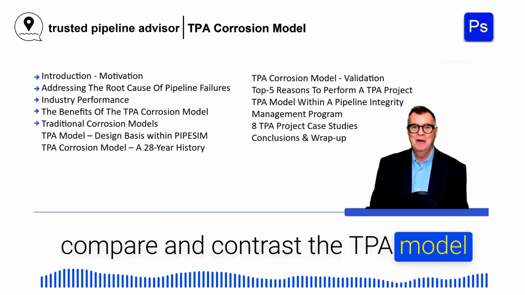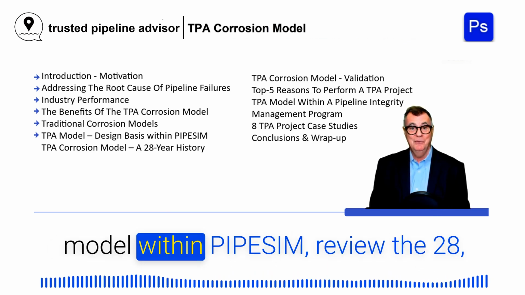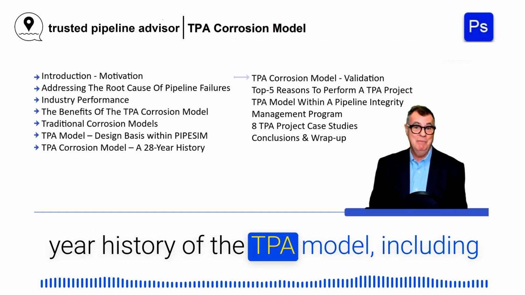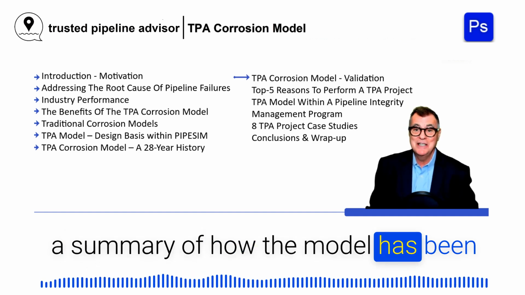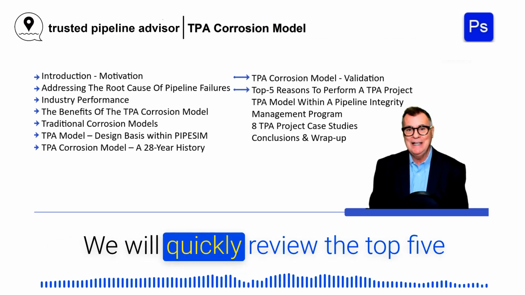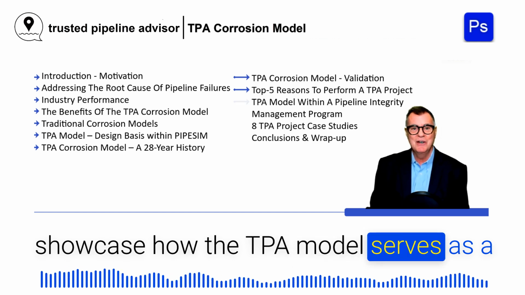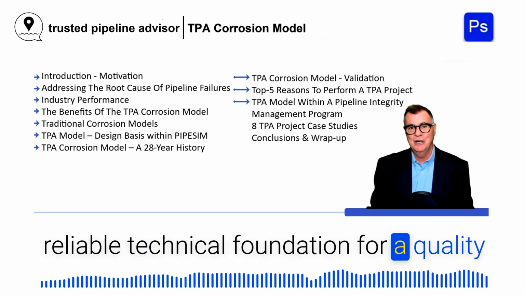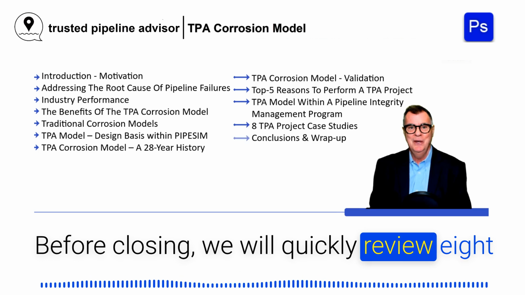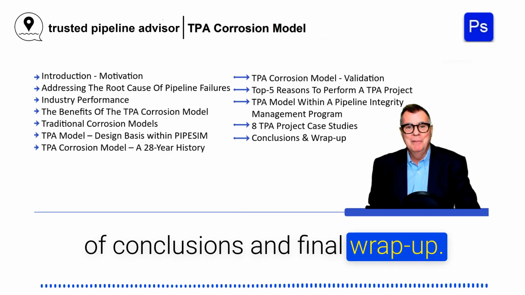compare and contrast the TPA model with traditional industry corrosion models, summarize the design basis of the TPA model within PIPESIM, review the 28-year history of the TPA model, including a summary of how the model has been validated over the years by comparison with actual inline inspection data. We will quickly review the top 5 reasons to perform a TPA project and showcase how the TPA model serves as a reliable technical foundation for a quality pipeline integrity management program. Before closing, we will quickly review 8 TPA case studies, followed by a summary of conclusions and final wrap-up.